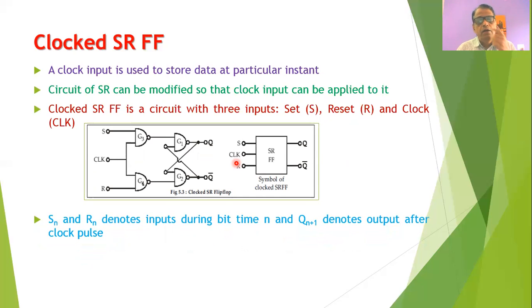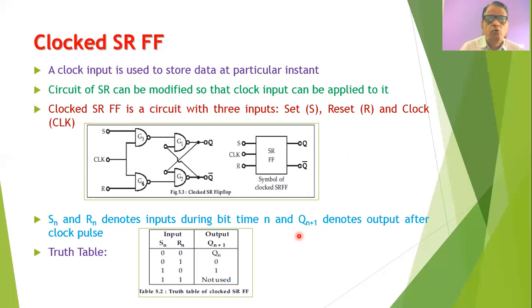So whenever we think of a clock input, then instead of set and reset input, one can think of Sn and Rn, where Sn will denote the set input during the bit time n, and Rn will denote the reset input during the bit time n. And whenever we think of the output, then the output can be thought of as Qn plus 1, that is the output after the application of the clock pulse.